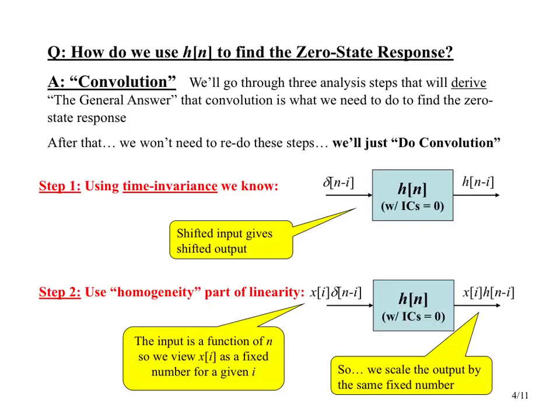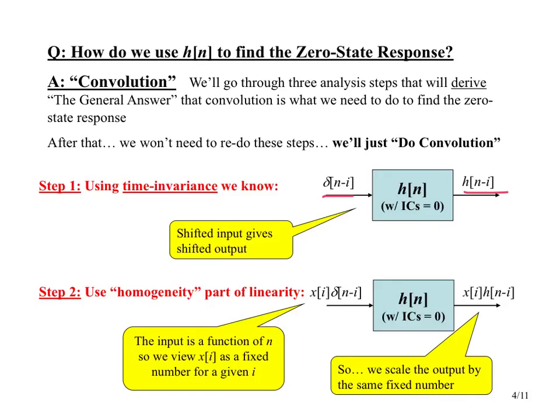We'll just do convolution. So the first step is using the idea of time invariance. We know that if we put in delta of n, we get h of n out. If we take delta of n minus i, so we're shifting it i positions, what we'll get is the impulse response shifted by i positions.